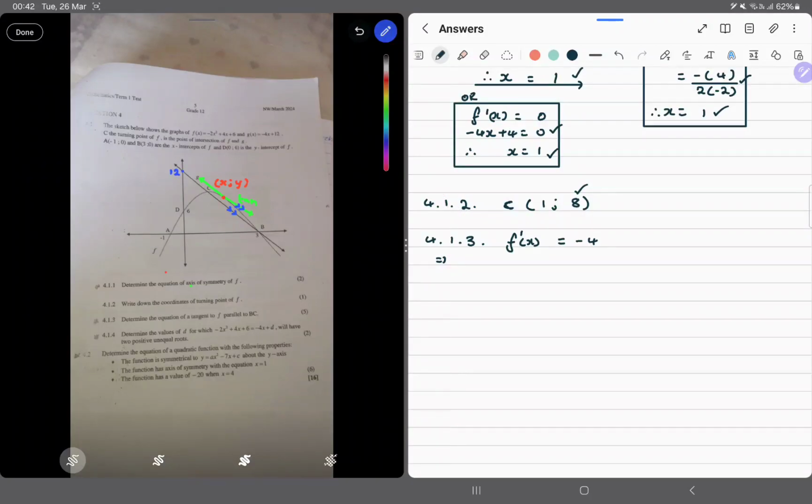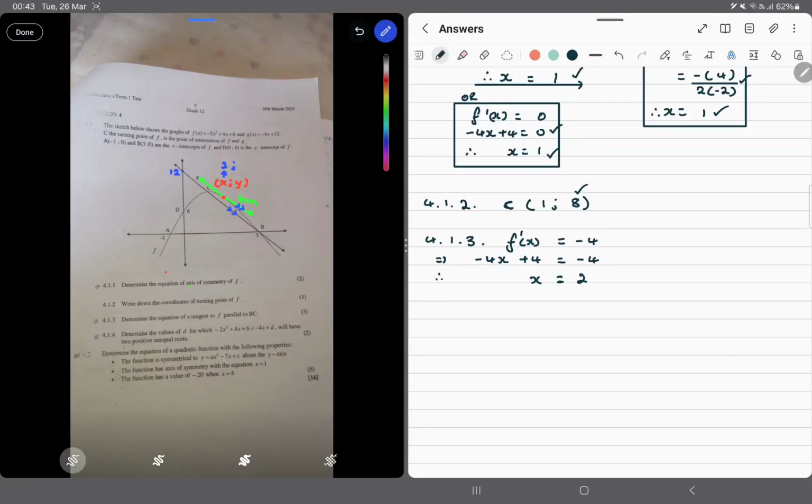Now let's do the actual differentiation. It's going to be minus 4x plus 4 is equal to minus 4. If I solve for x quickly, I transpose the 4, it becomes minus 4, which is minus 8, divided by minus 4 gives me 2. So that means my x coordinate at the point of tangency is 2.